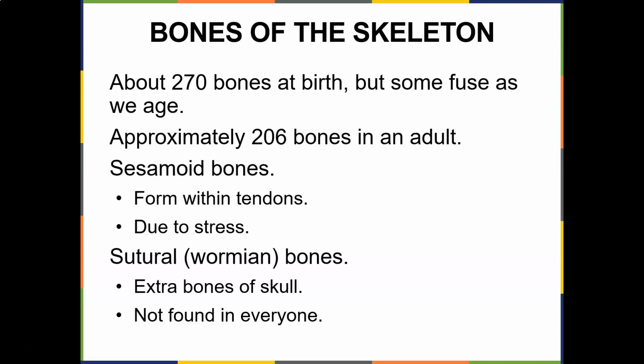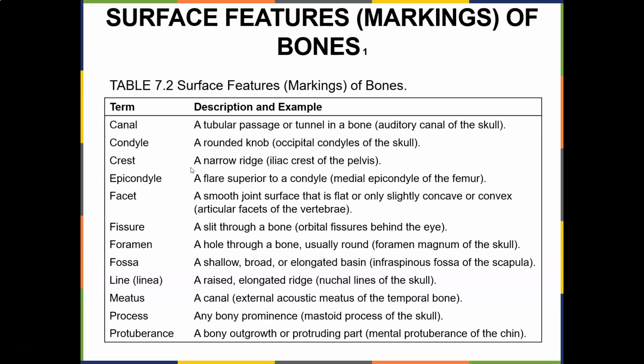There's some bones that are sesamoid bones. They form within tendons due to stress. There's even wormian bones, which are extra bones embedded in the skull, but not everybody has these. So before you start studying the axial skeleton, you want to know or study the different terminology that we use to pretty much describe bones or features that are found in bones. And if you don't have a good understanding of these features, then studying the axial skeleton and the appendicular skeleton are going to be very difficult.